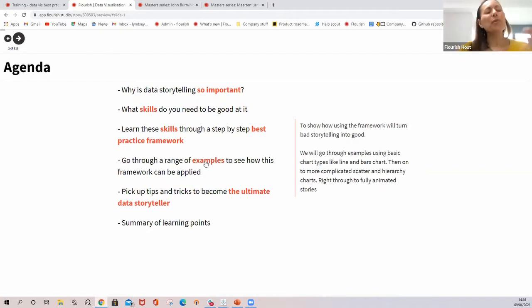And then throughout, we'll summarize what we've done in the examples, and I'll give you some tips and tricks that hopefully will resonate with you and stick with you, and you can think about these things when you're designing your own charts and visuals. So that is the agenda.